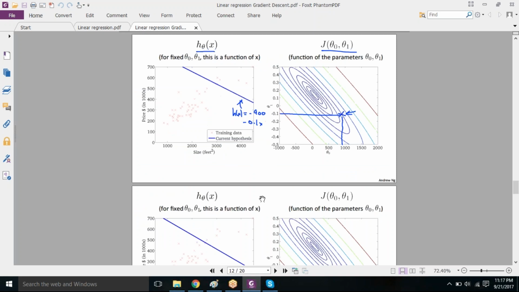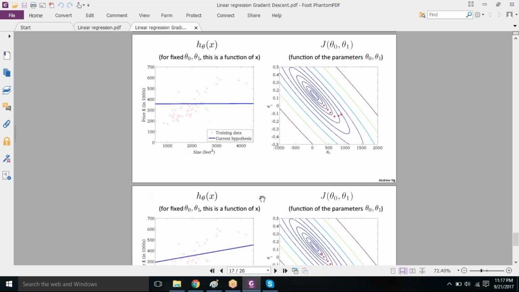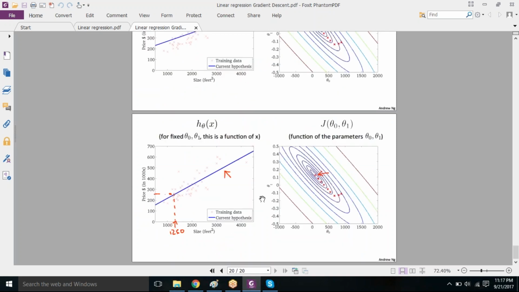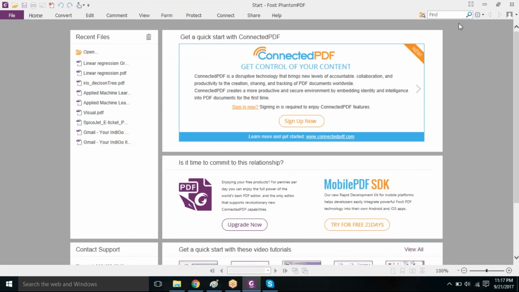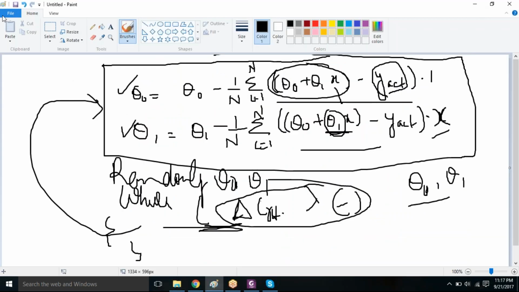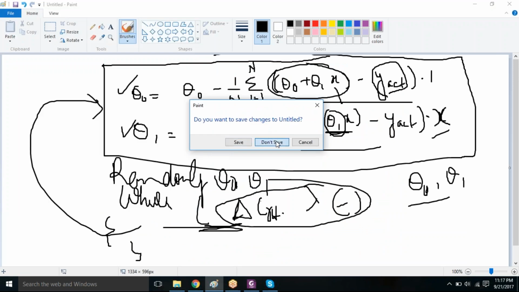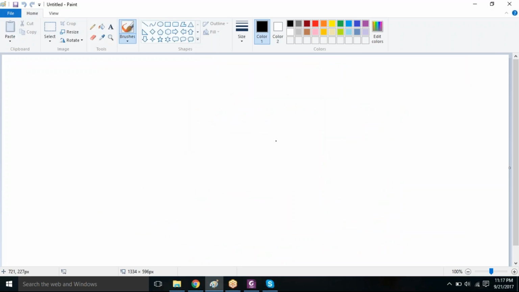Great. So this completes our linear regression model basically. And maybe we will be seeing the practical Python part of it in the next class.